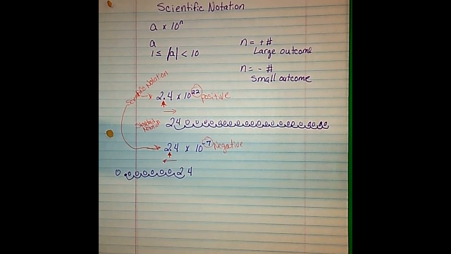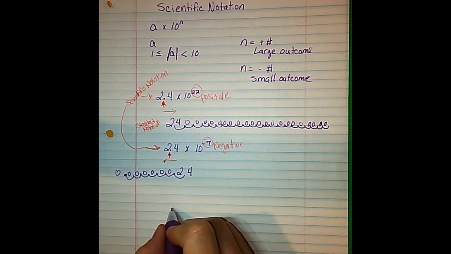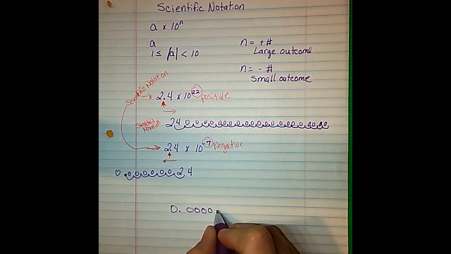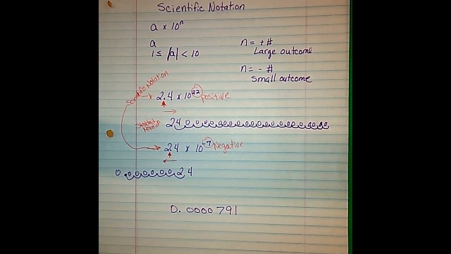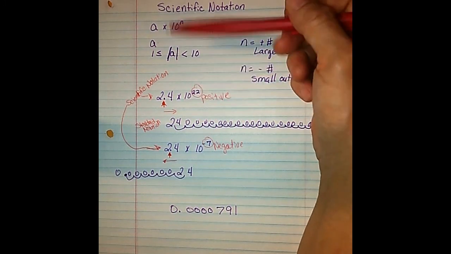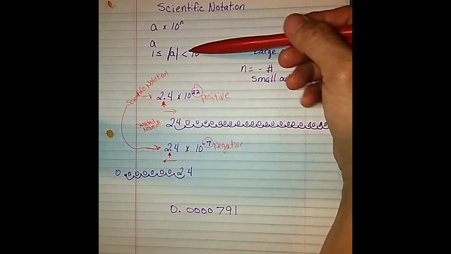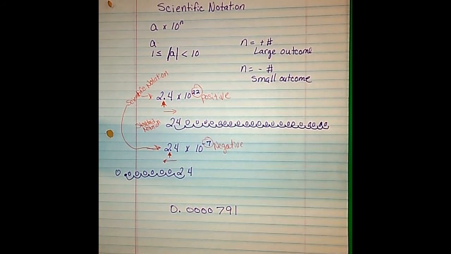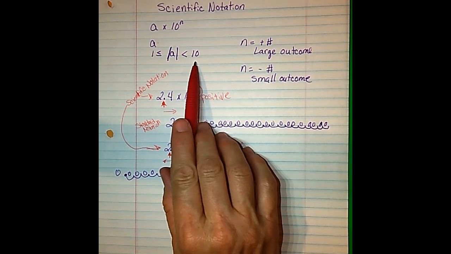So if I wanted to undo it, say that it's already in decimal form and I want to write it in scientific form, let's say that we have 0.0000791. Okay, so this is standard form, right? And now let's write it into scientific form. I have to determine where that decimal is going to go. Remember, A, the number in front of the decimal, can equal 1 or any number between 1 and 10, but it can't equal 10. It can equal 9, but not 10.